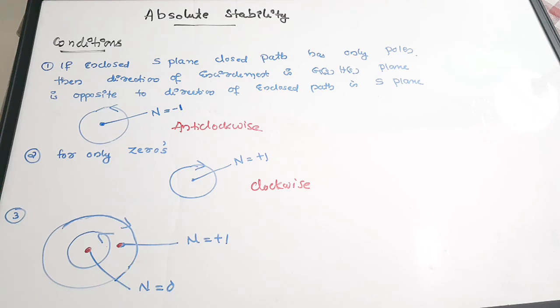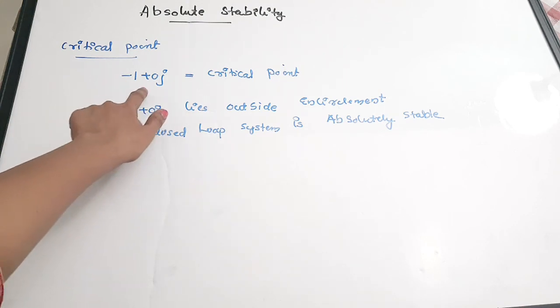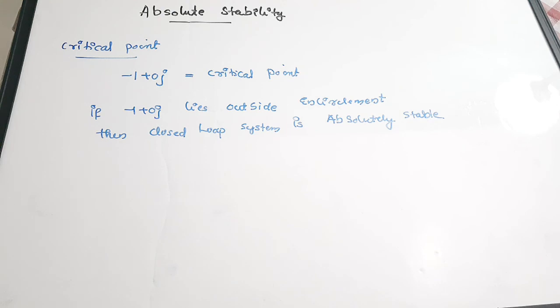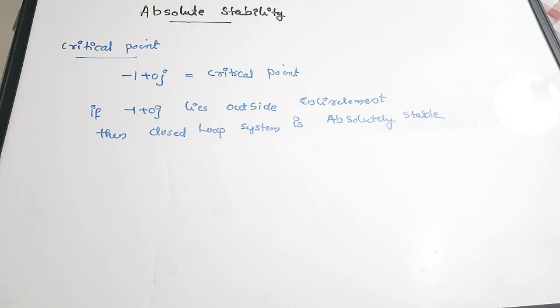Next we are going to see the critical point and the definition of absolute stability. The point -1 + 0j is called the critical point, and based on this critical point, how can you define absolute stability? If the point -1 + 0j is lying outside the encirclement, then the corresponding closed loop system is absolutely stable. So this point should lie outside the encirclement.